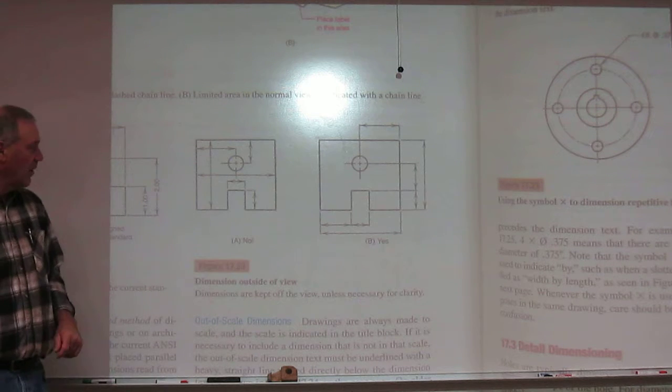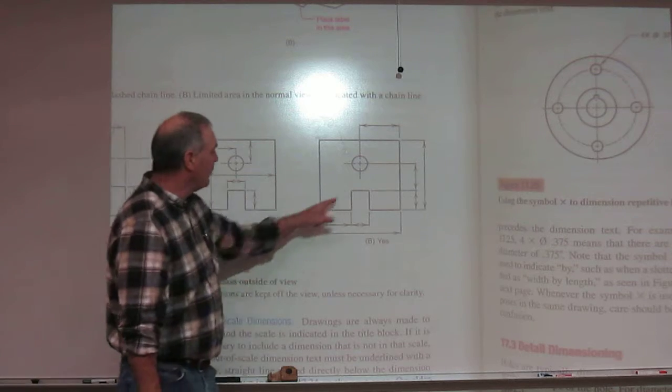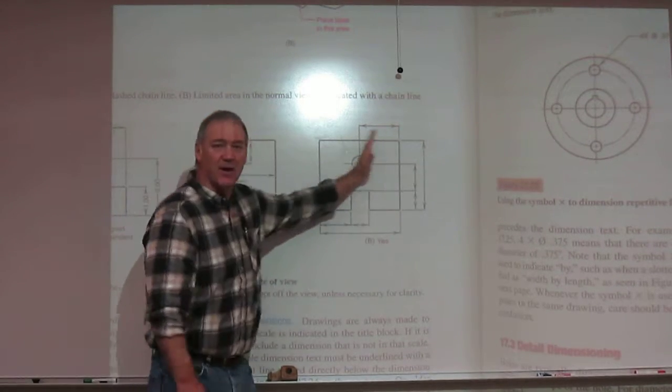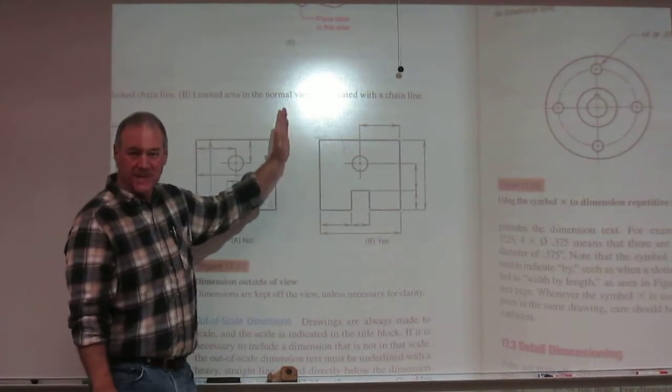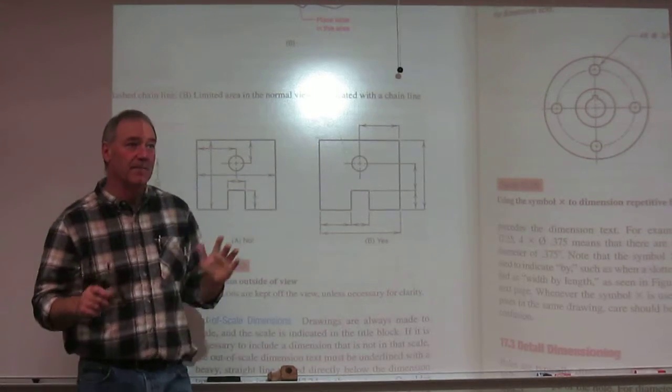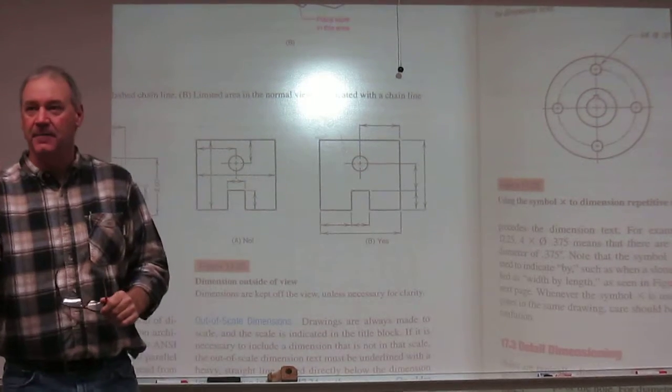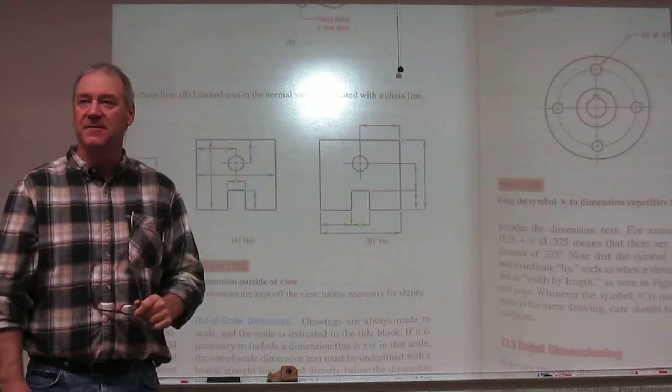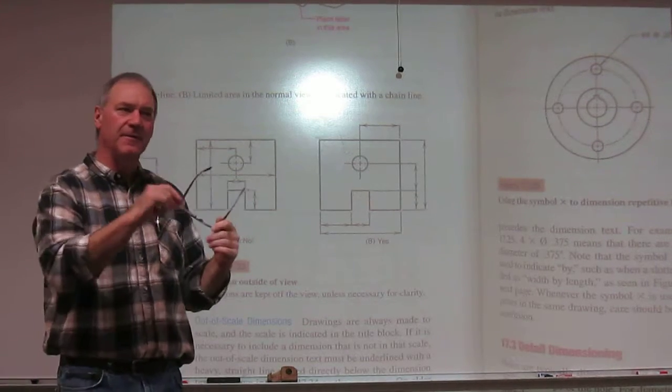Now, that causes a problem, because many times you start pulling these extension lines clear across an object. And people get a little confused on that. That's fine. Remember, it's a thin line, so it shouldn't ever be confused with an object line. So they should be able to see it.